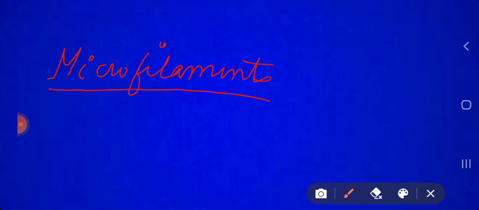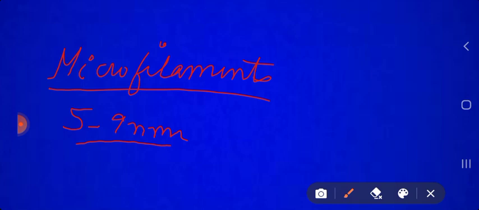Generally, these microfilaments range from 5 to 9 nanometers in diameter and are designed to bear large amounts of tension. So they are the essential parts that make the cytoskeletal framework of the cell.